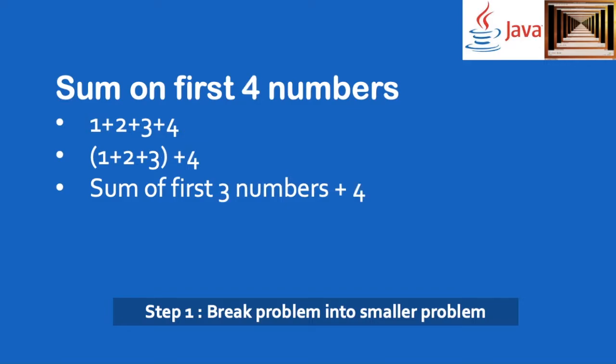Let's look at another example. Let's look at sum of first 4 numbers. So that is 1 plus 2 plus 3 plus 4, which we can write as 1 plus 2 plus 3 plus 4. And what is 1 plus 2 plus 3? It is the sum of the first 3 numbers plus 4. So the sum of first 4 numbers can be written as sum of first 3 numbers plus 4.